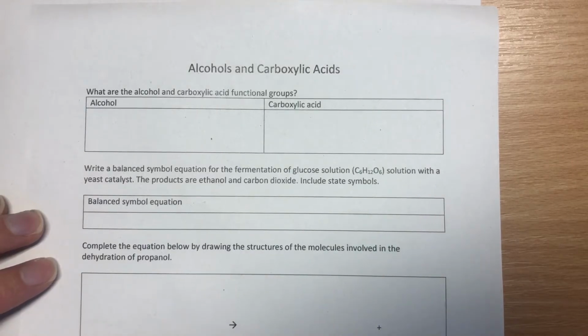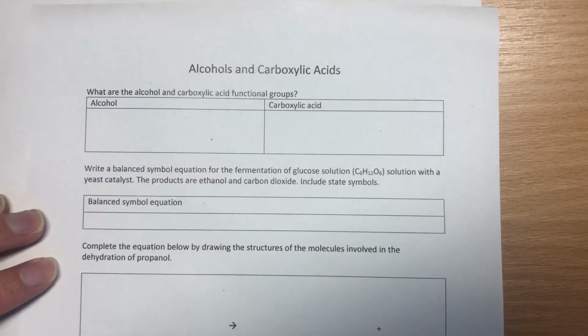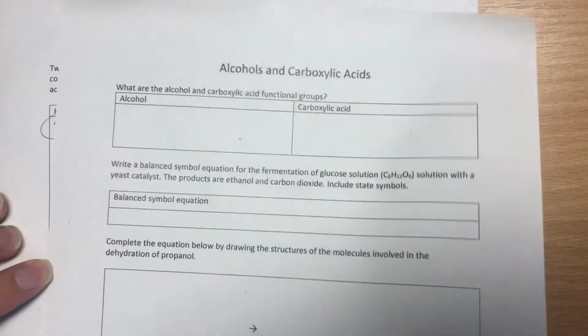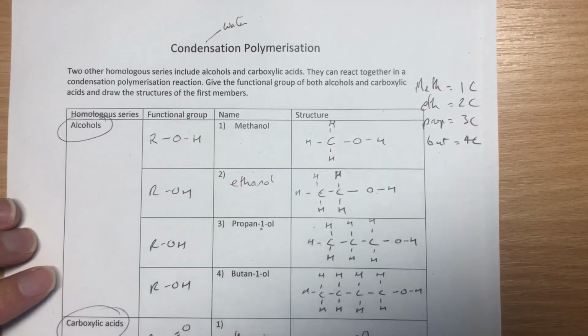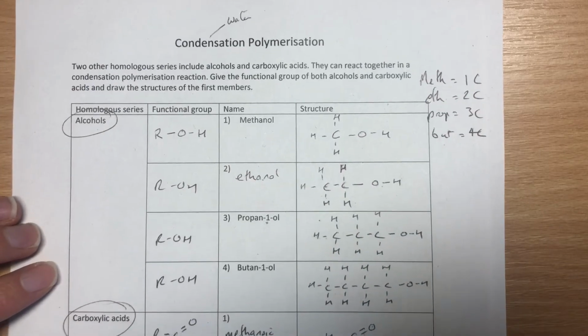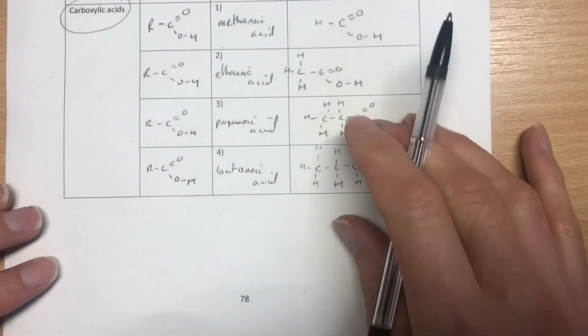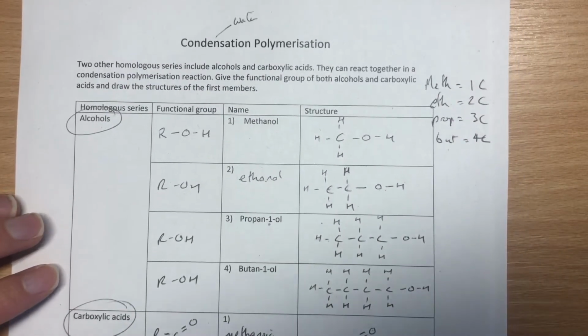So we're looking at the alcohol and carboxylic acid functional groups here. Before we go on to that, let's just go back a couple of pages, because when we did condensation polymerization, we introduced these homologous series. So this was page 78 in your books. Okay, just a couple of pages ago when we did condensation polymerization.